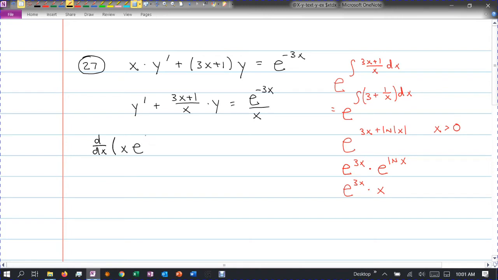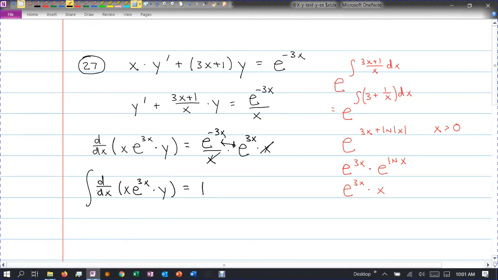So the left-hand side becomes the derivative of the product of our integrating factor, x e to the 3x, oh, forgot the y, times y, equals, okay, we've got e to the negative 3x over x times e to the 3x times x. So I multiply both sides by the integrating factor, and I think we got some really good things happening here. These x's are gone, and we do these together, add the exponents, we get e to the 0. So the right-hand side is just 1. And this is d dx of x e to the 3x times y.